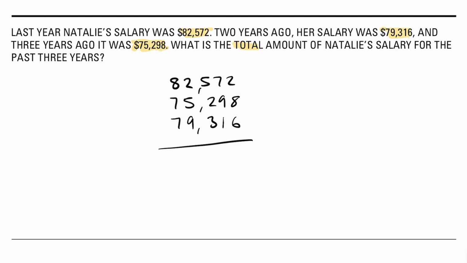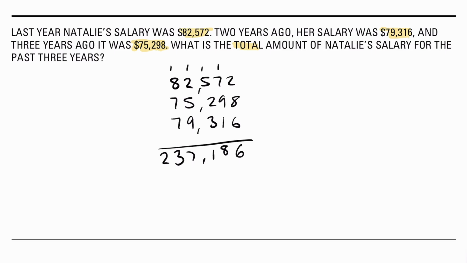$79,316. And now, because they're all the same place value, I can just add them together from right to left. We end up with 2 plus 8 is 10, plus 6 is 16. Carry the 1. 1 plus 7 is 8, plus 9 is 17, plus 1 is 18. Then we got 1 plus 5 is 6, plus 2 is 8, plus 3 is 11. Carry the 1 again. Make sure we got the comma. 1 plus 2 is 3, plus 5 is 8, plus 9 is 17. Carry that 1. Then we've got 1 plus 8 is 9, plus 7 is 16, plus 7 is 23.